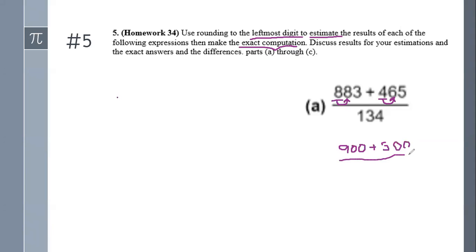All right, and then we're going to divide it by 1, looking behind is a 3. So that's actually going to have us round down. So 900 plus 500 is 1,400 over 100. Ignoring the zeros because they'll be canceled. And you've got 14 divided by 1, which is still 14.